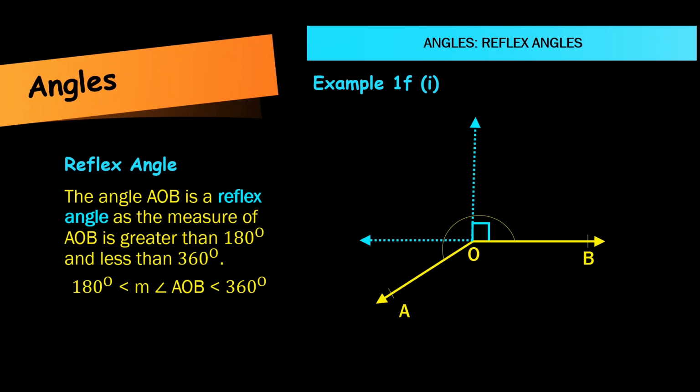In this diagram, the angle AOB is a reflex angle, as the measure of AOB is greater than 180 degrees and less than 360 degrees, i.e. 180 degrees is less than the measure of angle AOB, which is less than 360 degrees. This is also a reflex angle. And this one.